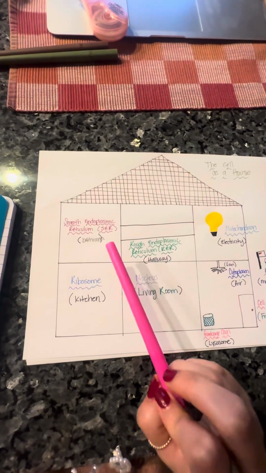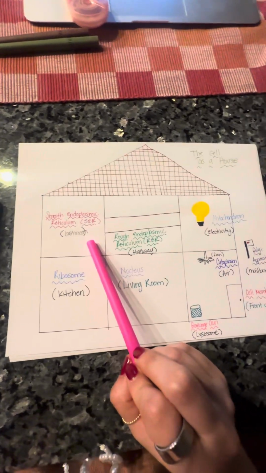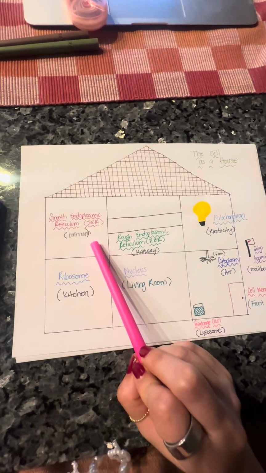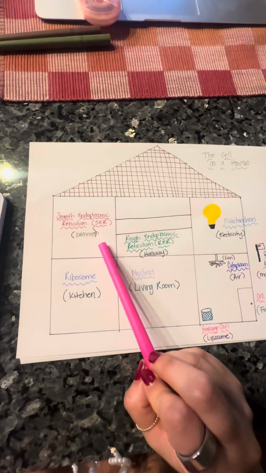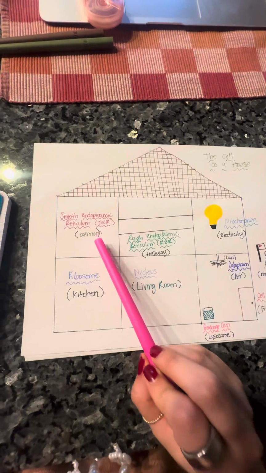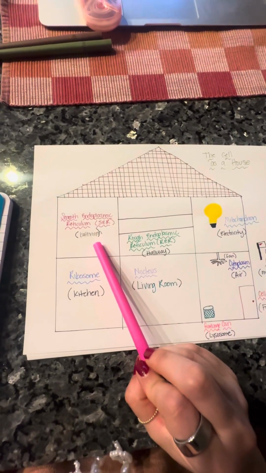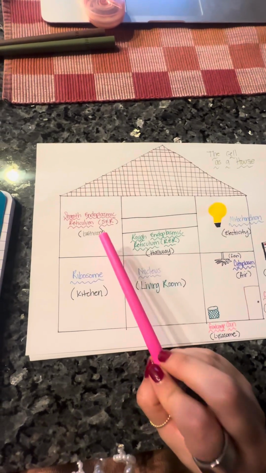And then the smooth endoplasmic reticulum, basically in this part of the cell, there's a moving and processing of materials and detoxifying harmful substances. So the equivalent of this would be the bathroom and sewage.